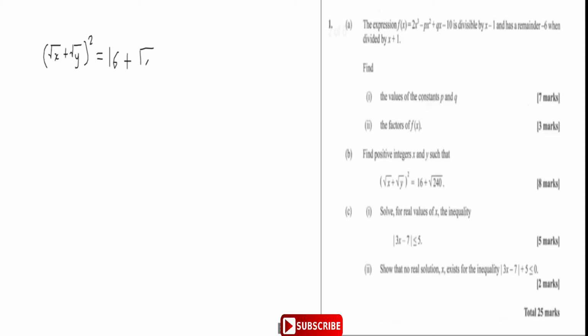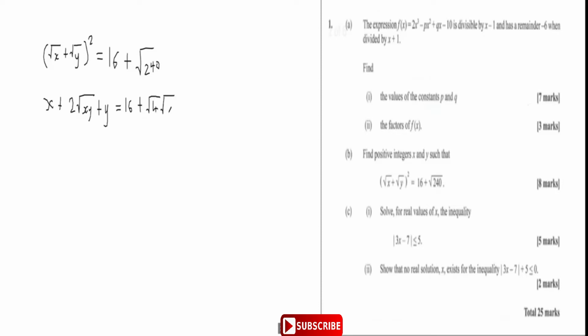Now, if you expand this square, it's going to be the first term squared, so you get x, plus twice the product of the two, which becomes 2 times the root of x times y, plus the second term squared, the root of y squared, which is y. And that's going to be equal to 16 plus, to break down the square root of 240, I can rewrite it as the square root of 4 times the square root of 60.